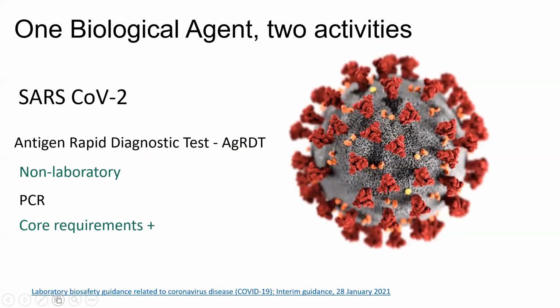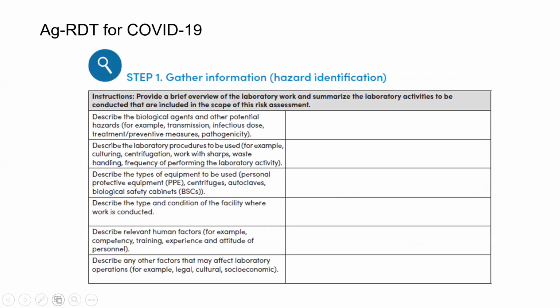Now that you understand how these forms are laid out and what kind of information we're collecting and what we're doing with that, we're going to do two short examples. We're going to look at one biological agent, which is SARS-CoV-2, and two different activities, both tests. The first will be the antigen rapid diagnostic test, or AgRDT, and the second the rapid molecular test, or mPCR, which is pretty standard. So let's go ahead and go through this.